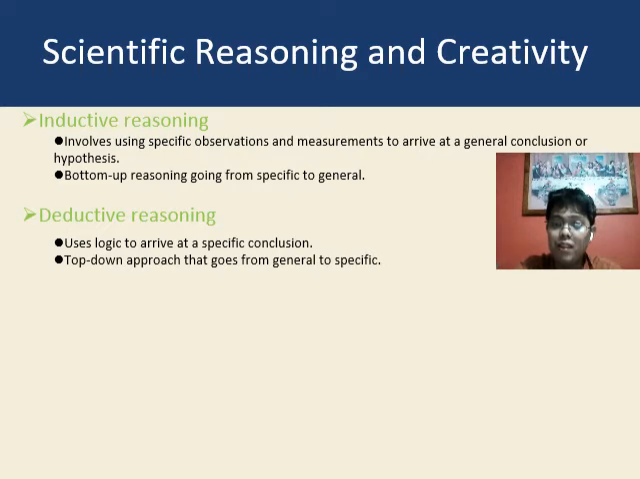An example of deductive reasoning is going from general to specific. So scientists say that all organisms are made of cells, so that's their general observation or their general conclusion. So if all organisms are made of cells and humans are organisms, then humans are made of cells. Then that's the conclusion. So just the opposite from inductive reasoning. So they go from general to specific.